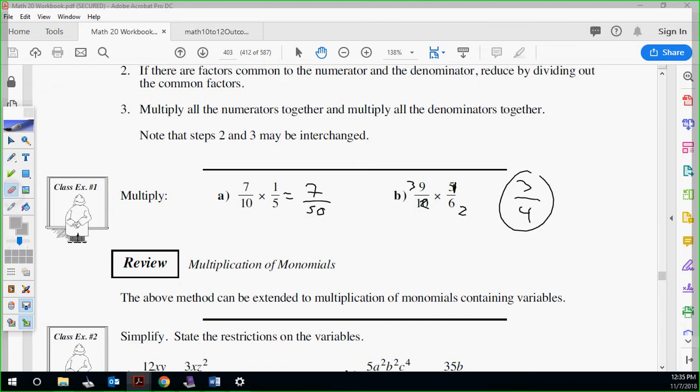Now let's say you don't like doing that, and that's what I was talking about, and Brett laughed. I don't care if you don't like doing that, that's great. The other way you do this, you're going to see why it's a little harder. 9 times 5 is 45. 10 times 6 is 60. Now you have to reduce that. Okay, this one you can see because of times tables, right? We're good with 15s. 3 over 4 is what that reduces to. So you can multiply first, then reduce, or reduce before you multiply. It doesn't matter which one you go with. Okay, any questions on that?